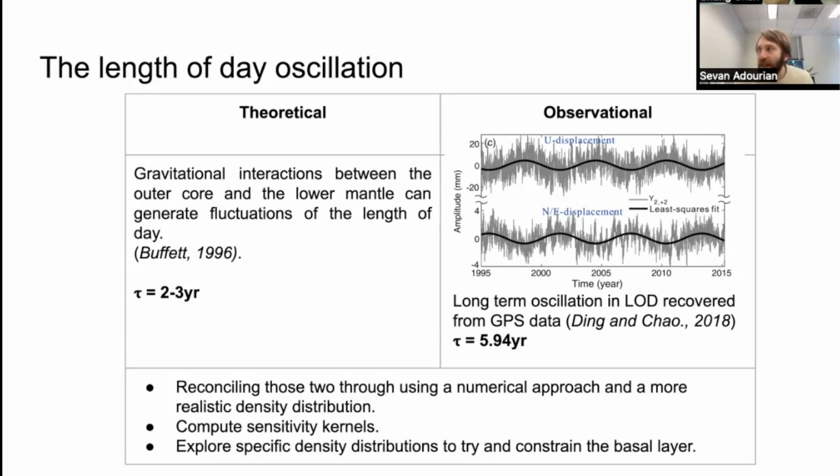And if they don't, then maybe it means that the LLSVP model is not accurate enough, or not good enough. But before we can say things like this, we have to make sure that what causes this 6-year oscillation is the exchange of angular momentum between the lower mantle and the core.